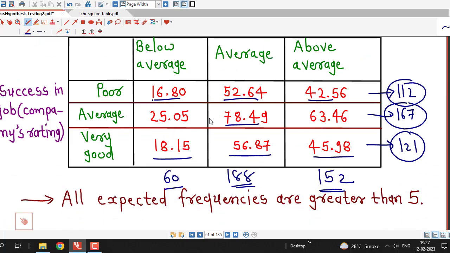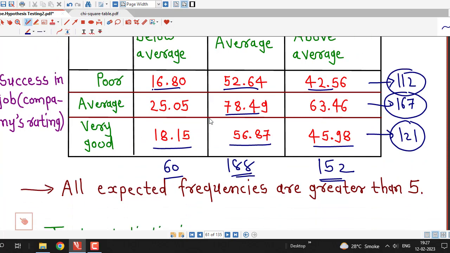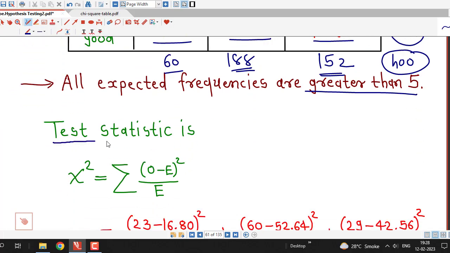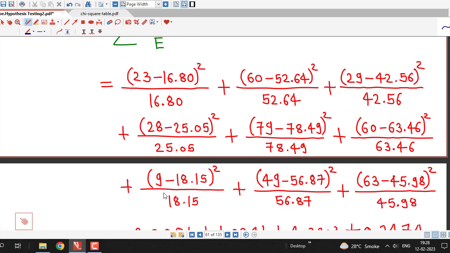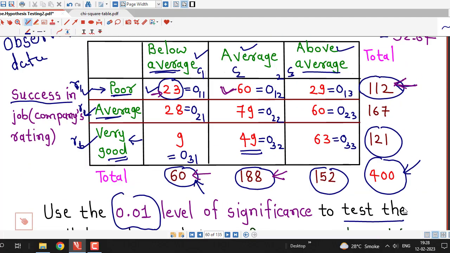I have calculated all these expected frequencies using that formula, row total times column total divided by total number of observations in the given sample, and we can see all the expected frequencies are greater than 5 here. Next step is to calculate the value of the test statistic. Test statistic is chi-square equal to sigma (O minus E) square divided by E. So I have to write down 9 terms here because there are 9 expected and 9 observed frequencies in our table. So I have to take care that I take the difference between corresponding expected frequencies.